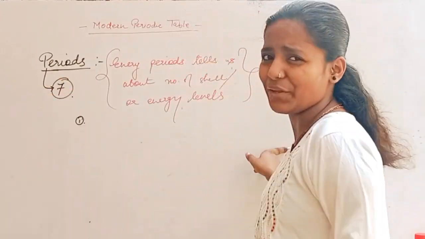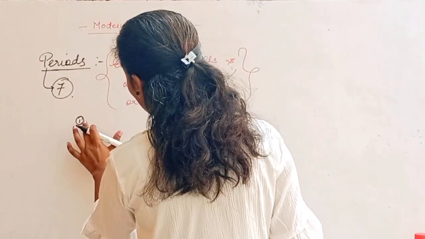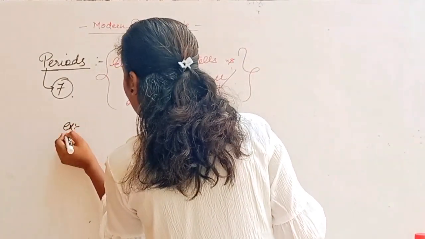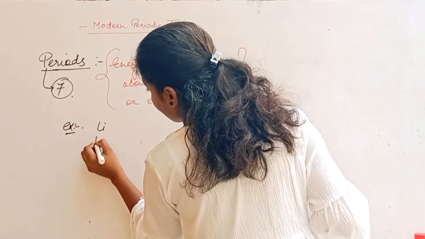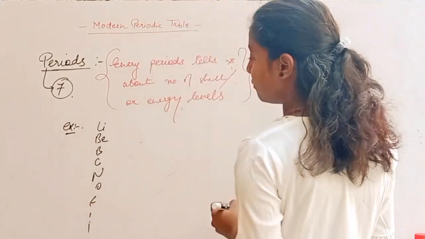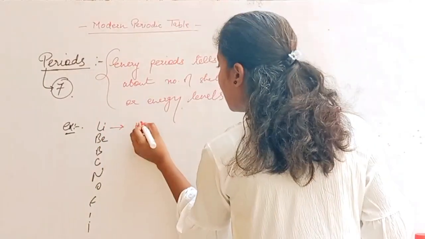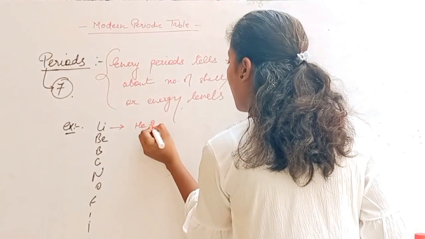Need not tell you again and again. I'm gonna bore you all. So period 2, I'm gonna take as your example. Example could be your lithium, beryllium, boron, carbon, nitrogen, oxygen, fluorine, and so on. We all know the electronic configuration of lithium could be written as helium 2s1.